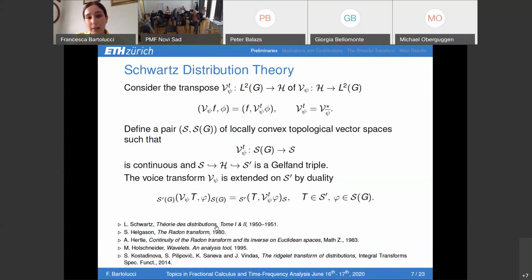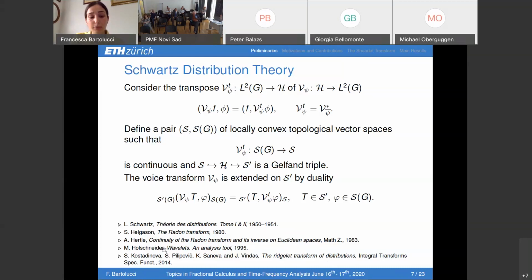Classical examples of this approach are, for sure, the extension of the Fourier transform from L2 to tempered distributions, and other examples are the extension of the Radon transform to distributions, and I refer to the work of Helgason, Hertle, and also to the more recent paper by Konstantinova, Pilipovic, Saneva, and Vindas, in which they extended to distributions the Ridgelet transform, and they also achieved new results for the Radon transform.